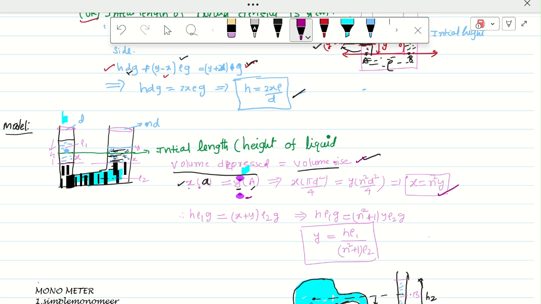Now consider the equipressure line. I am taking this as the equipressure line. h into rho 1 g, or dg. Here rho 1, the density of the liquid poured, gives h rho 1 g equal to x plus y into rho 2 g, where rho 2 is the density of the initial liquid and rho 1 is the density of the liquid poured here. So this is the answer.